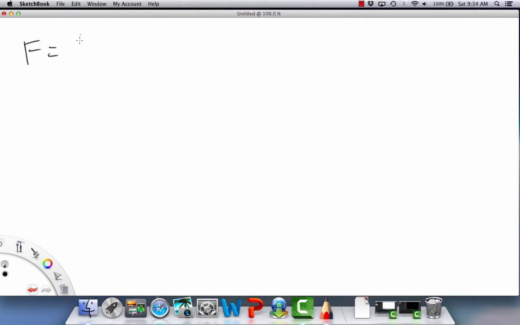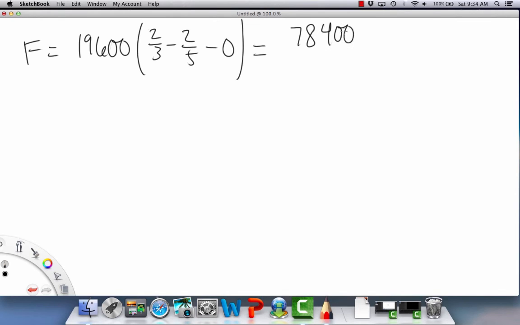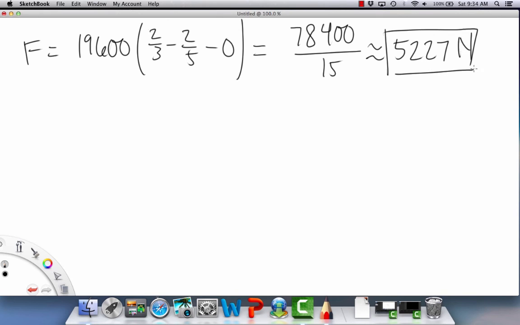So then we get 19,600, and then 2/3 minus 2/5, and then minus zeros, right? So our actual ending value turns out to be 78,400 over 15, which is about 5,227 newtons. Okay? Alright, so that's approximately the total fluid force experienced by R.